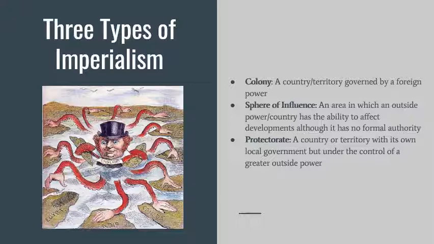The second is a sphere of influence. That's an area in which an outside power or country has the ability to affect developments, although it has no formal authority. It's basically a region where one country dominates trade with that area, but that area doesn't officially belong to the mother country. The third type of imperialism is a protectorate. This is a country or territory with its own local government, but that local government is under the control of a greater outside power. It's basically a country that is independent or sovereign, but under the protection of the mother country.